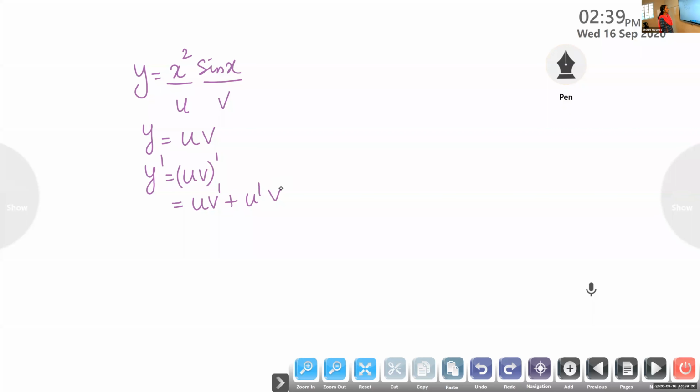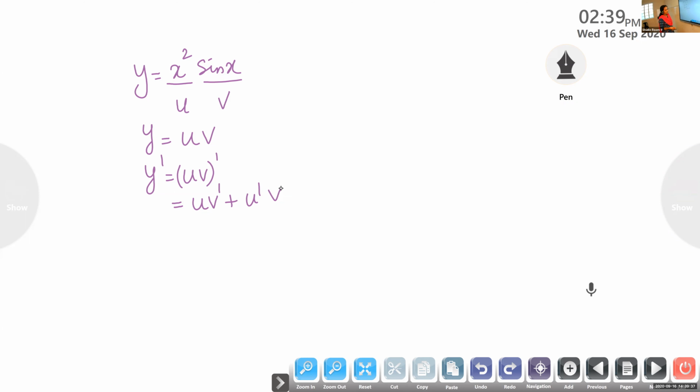(uv)' = u v' + u' v. If we change the order also, it is not a problem. It will not affect the answer, because we know that addition is commutative. a + b will be the same as b + a. Suppose I write u'v first and uv' second, it does not matter. You'll get the same answer.